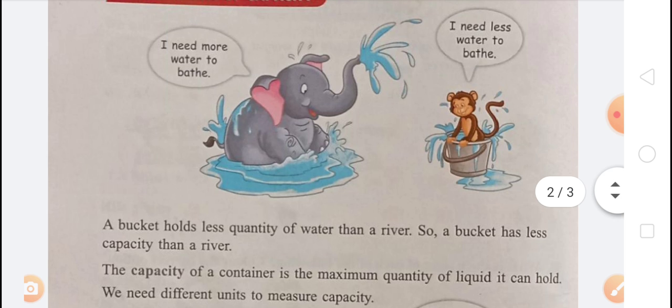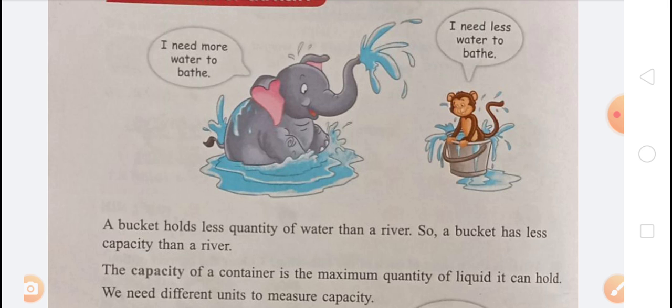The capacity of a container is the maximum quantity of liquid it can hold, and we need different units to measure capacity. Jumbo said, I need more water to bath, and Mambo said, I need less water to bath. You can see here that a bucket holds less quantity of water than a river. That means in a bucket there is less water than a river, so a bucket has less capacity than a river.